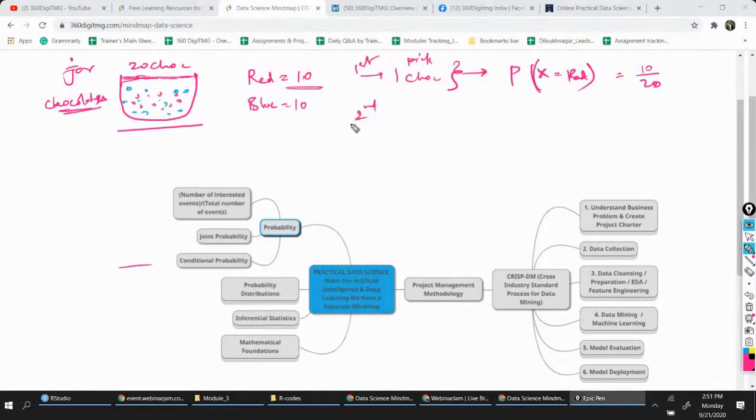Now the second pick. Again, I'm asking him to pick a chocolate. Now what is the probability of my son again picking a red chocolate?